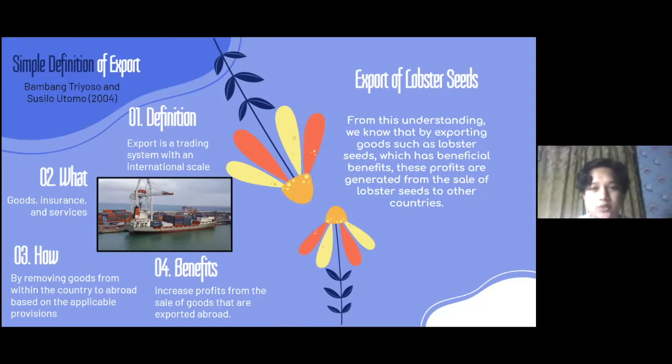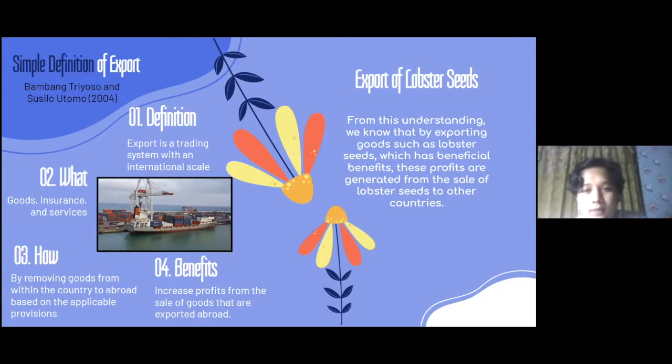So before we get to know more about the impacts of lobster seed export on Indonesia, I will explain why we took up this topic. First, I will explain the simple definition of export. According to Bambang Trioso and Susilo Utomo, export is a trading system with an international scale. What is being traded? The things that are traded can be in the form of goods, insurance, and services. Then, how? Export can be made by removing goods from within the country to abroad based on the applicable provision.